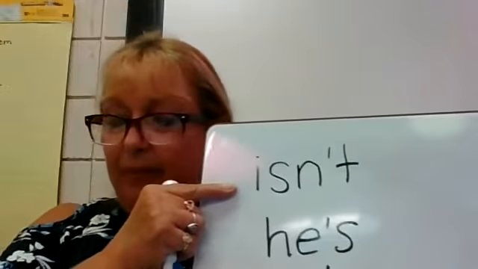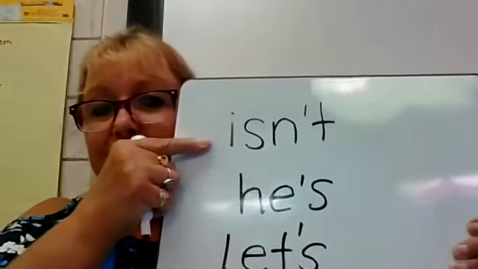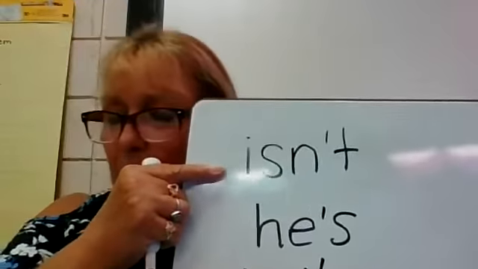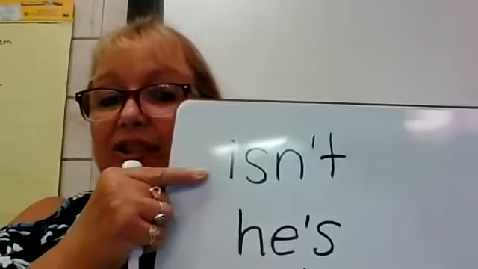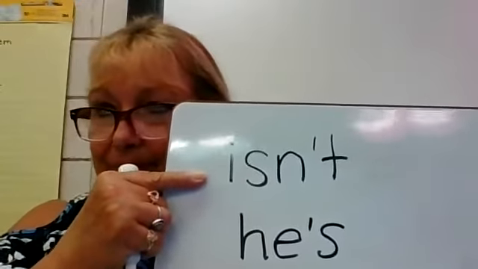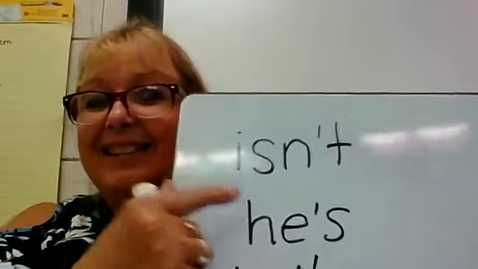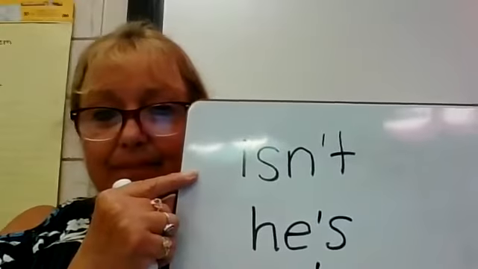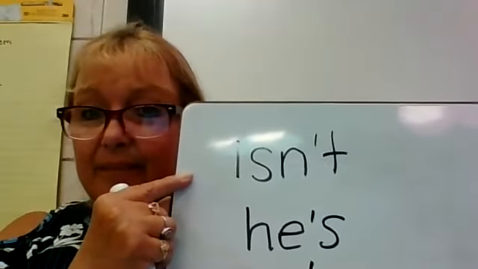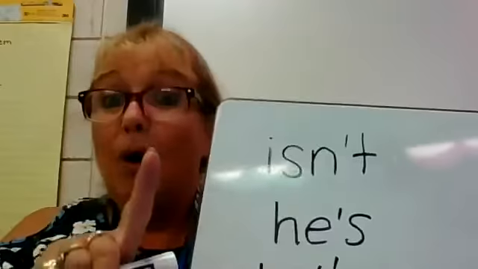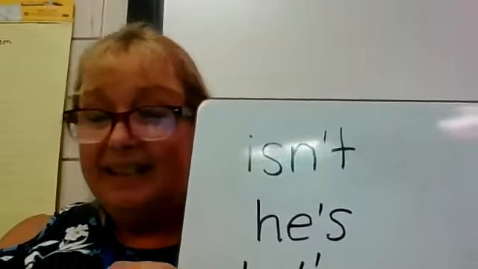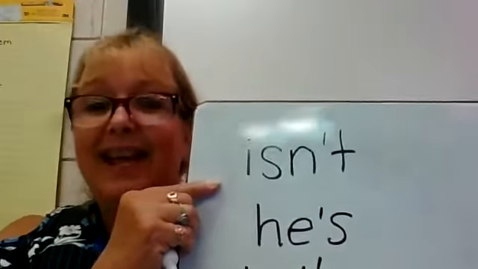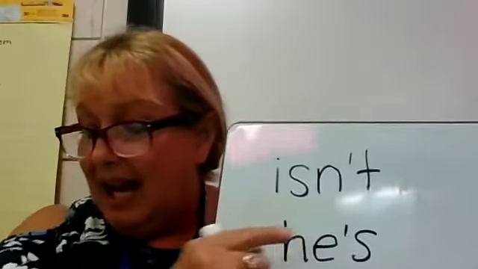Who knows what this word is? Correct. It's isn't. Very good. What two words make up the contraction isn't? Yes, is not. What letter is missing? How many letters are missing? Correct. One letter is missing. So what is that missing letter? Yes, it is O in not.